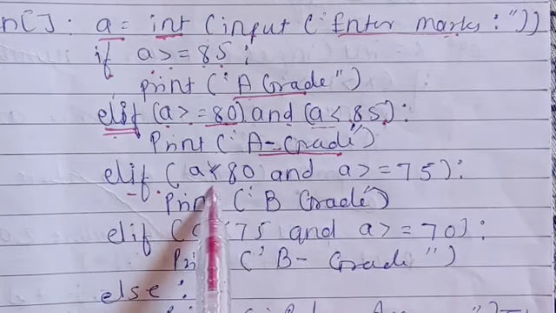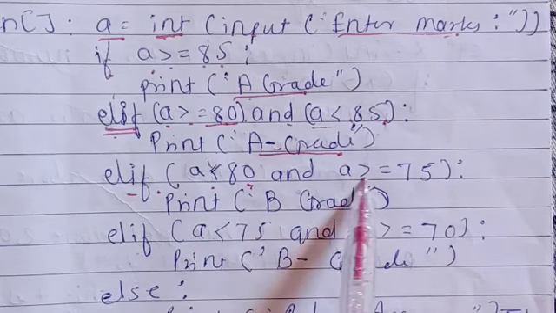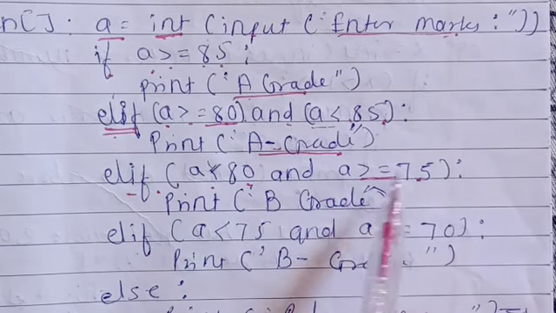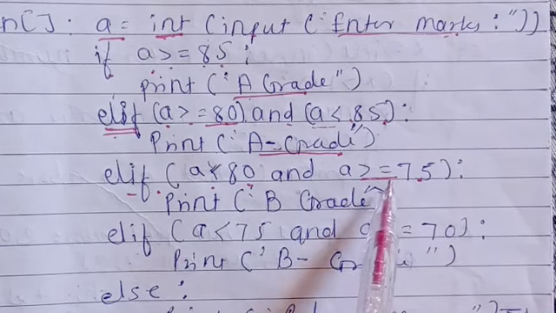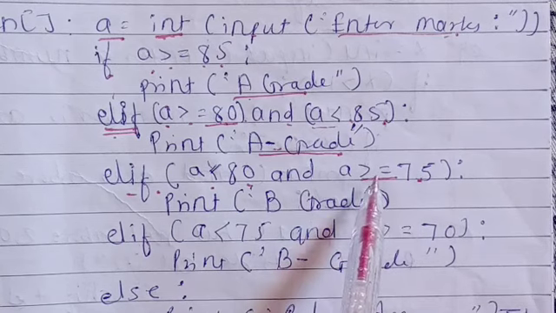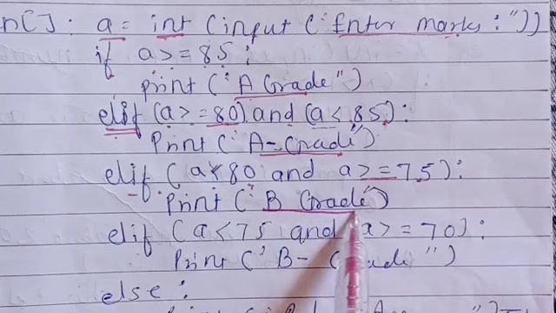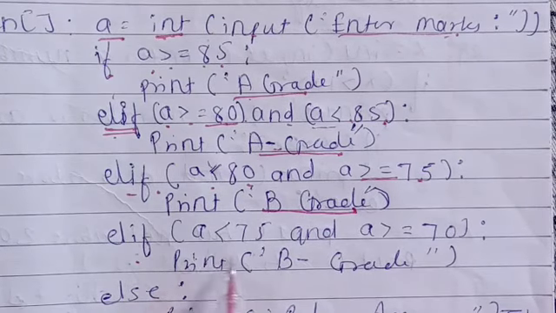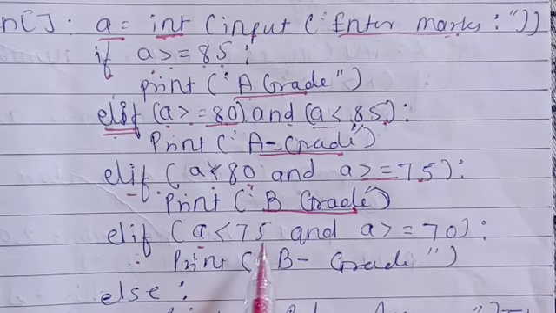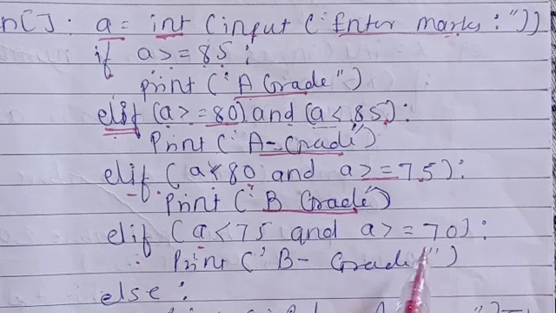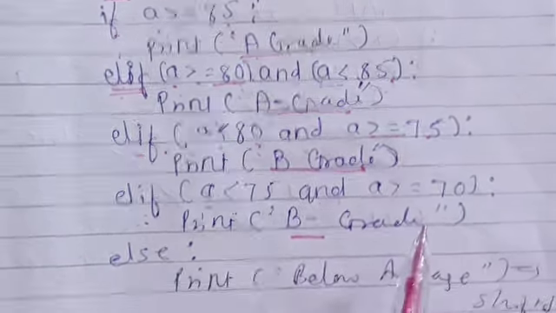elif A less than 80 and A greater than or equals to 75. If the marks are equal to or greater than 75 and less than 80, then we'll be printing B grade. elif A less than 75 and A greater than or equals to 70. So marks are in between 70 and 75. Then we'll print B minus grade.